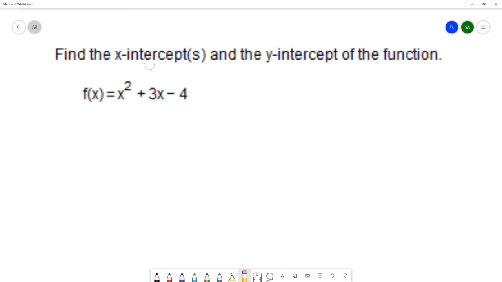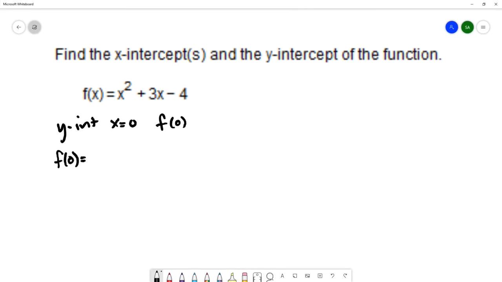Find the x-intercepts and the y-intercept of the function f of x equals x squared plus 3x minus 4. Let's start by finding the y-intercept. You can find a y-intercept by letting x equal 0. So we'll be substituting a 0 into the function.